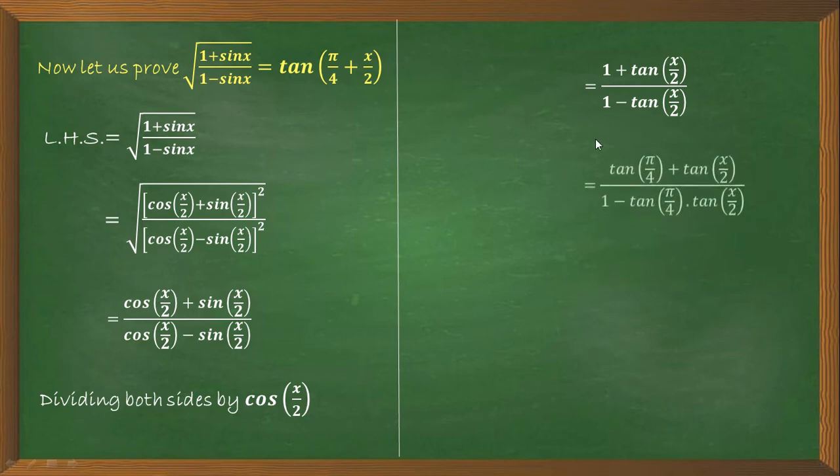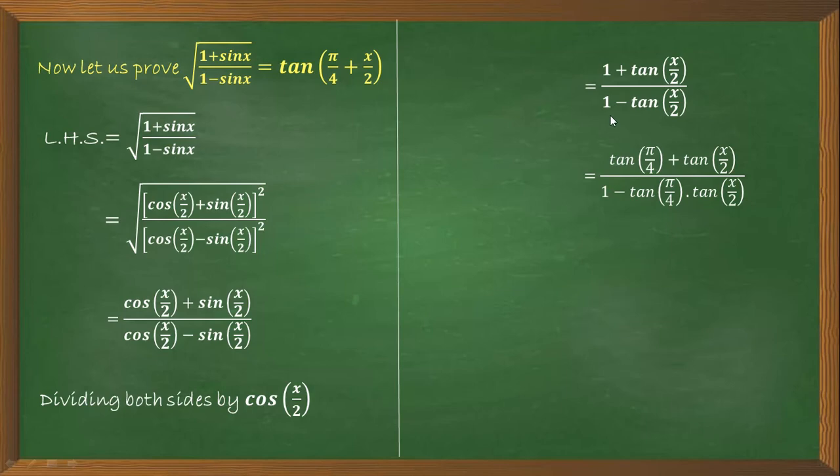Again, by that same technique, if you replace 1 as tan pi by 4, plus tan x by 2, keep this one as it is, minus, it can be written as tan pi by 4 into tan x by 2. We get this expression, and this is our formula, that is tan of pi by 4 plus x by 2. So hence we have to remember that LHS is equal to RHS, that is given here.